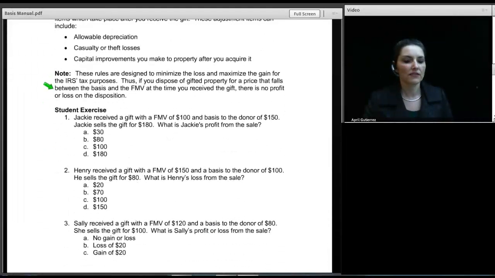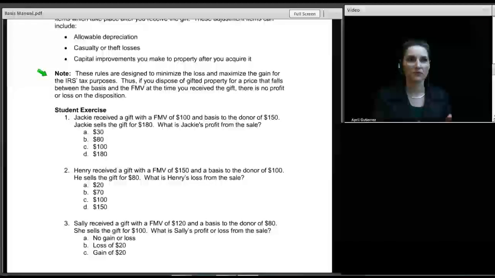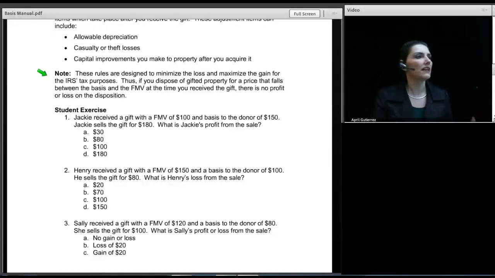What you should note is that the bottom line behind these rules is that the IRS is working to minimize the loss and maximize the gain for IRS purposes. If the value of the property has gone up, there's really going to be no different treatment between the donor and the recipient. But if the value has gone down, the IRS is not going to allow the recipient to realize the full loss based on basis. They're only going to be able to realize the loss, which is the difference between the fair market value on the date they got the gift and what they get for it when they sell it.